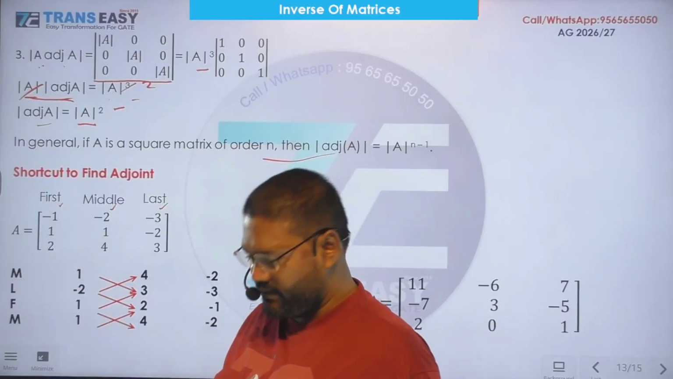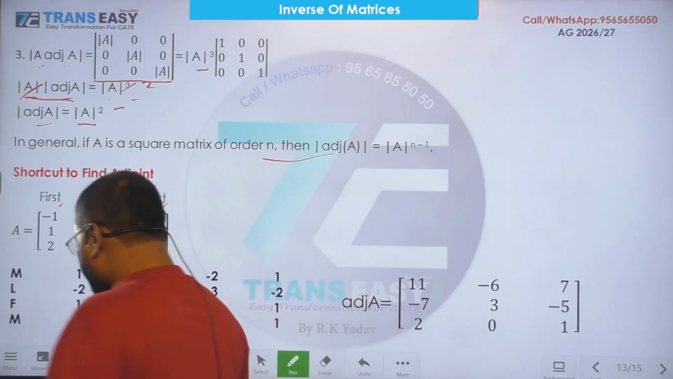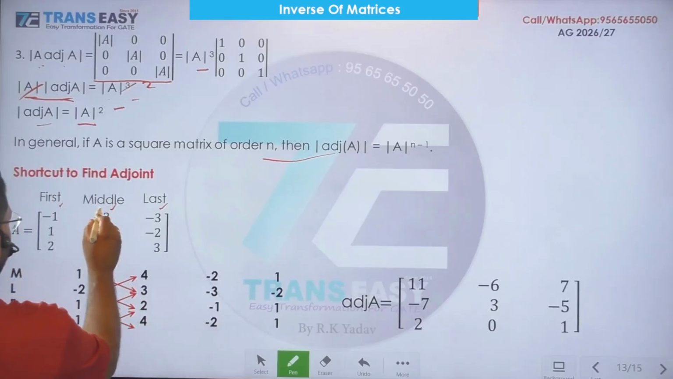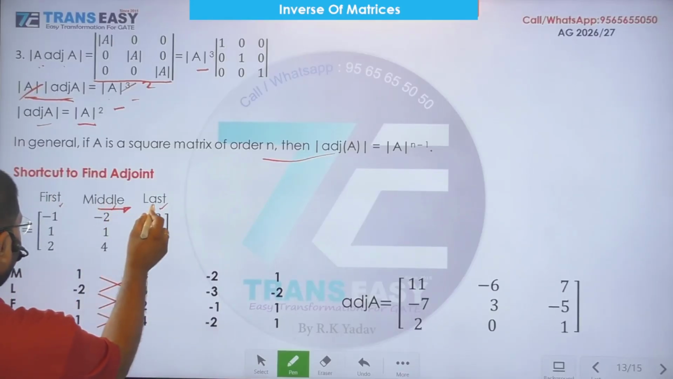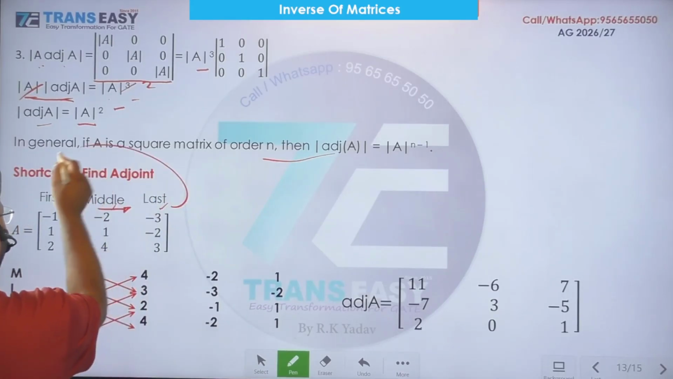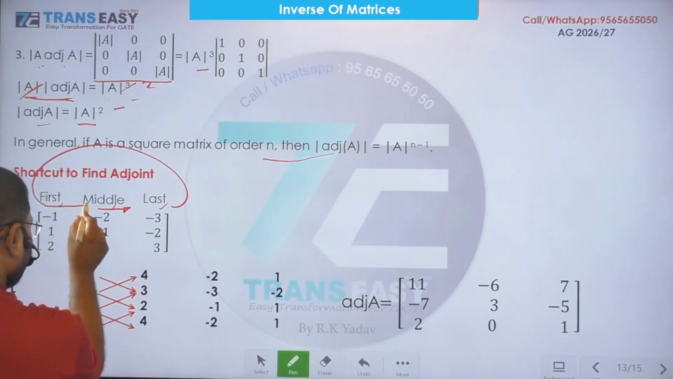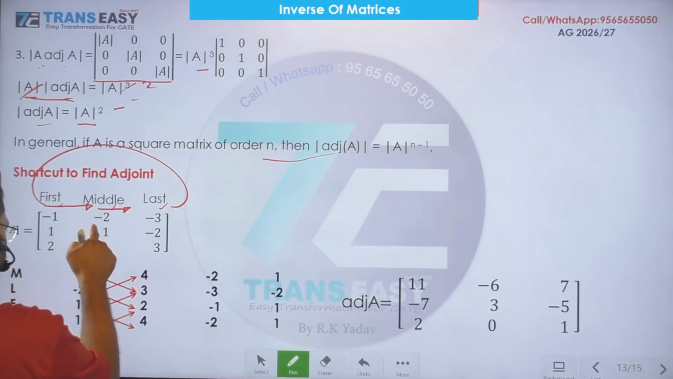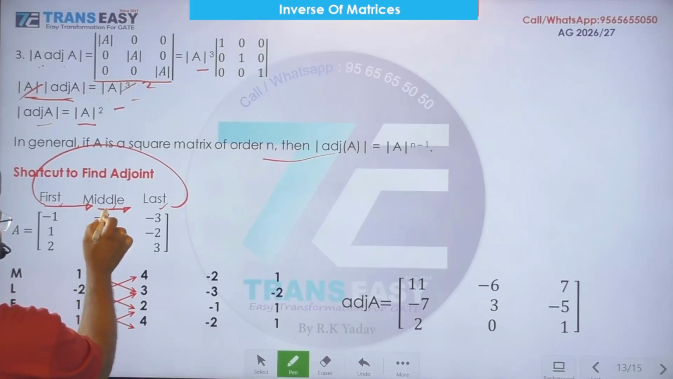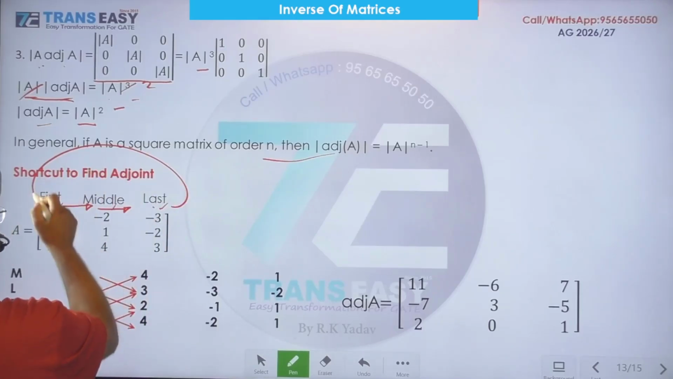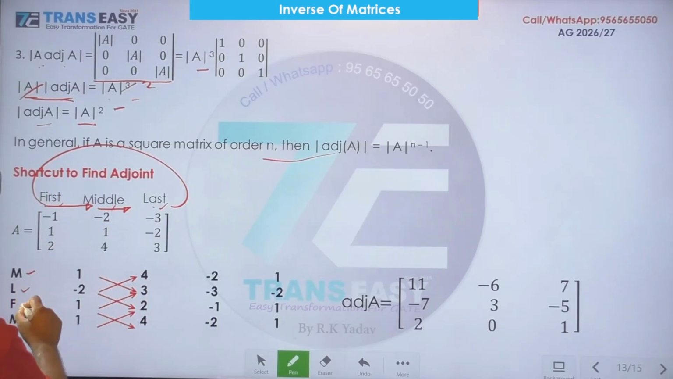We start with middle and move in this direction. So middle, last, first, and then move in this direction. And again reach to middle. Middle, last, first, middle. Middle, last, first, middle. Clear?